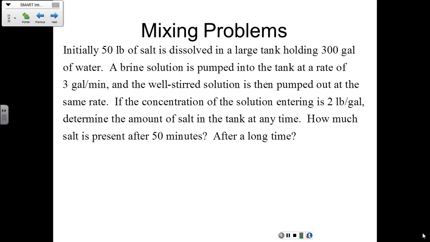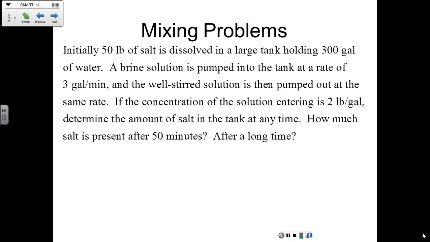Initially, 50 pounds of salt is dissolved in a large tank holding 300 gallons of water. So y'all got a picture of what that would look like. They've got this 300 gallons of water, and they just got a 50-pound bag of salt that they threw in there and mixed it all up. So you got a salt water solution going on.